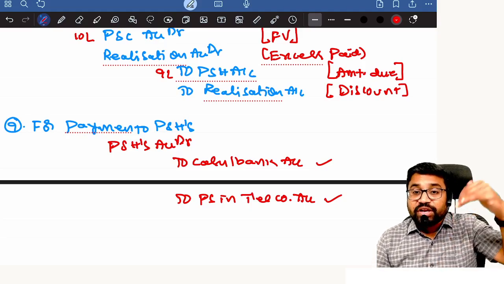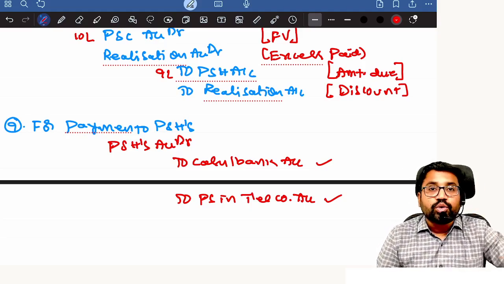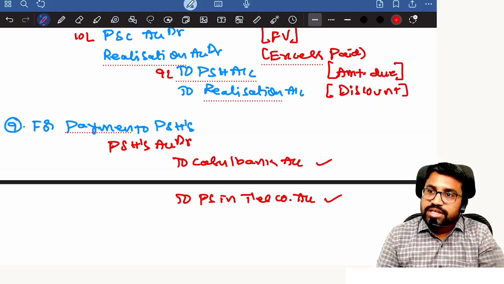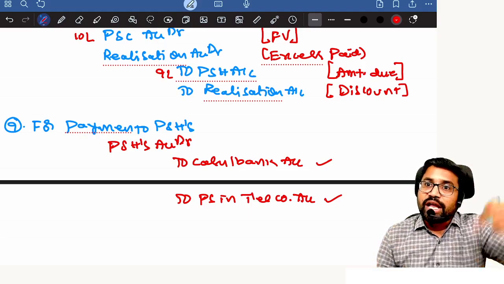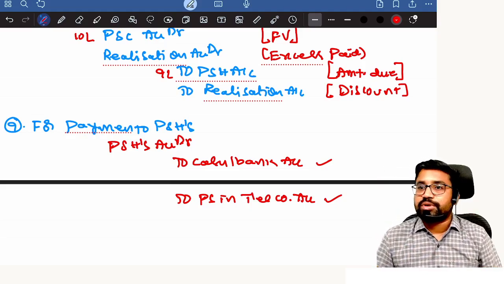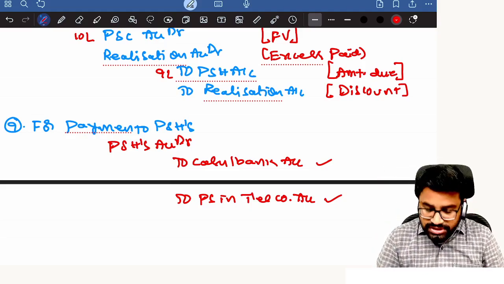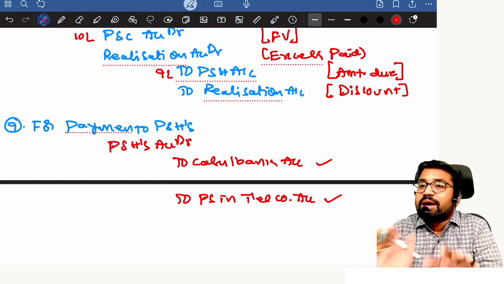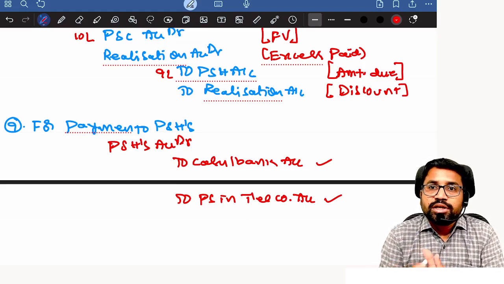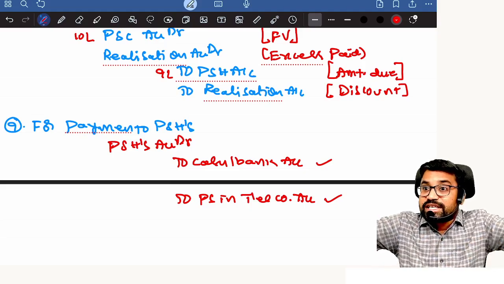Suppose if the preference shareholders are given equity shares, then you have to write 2 equity shares in transferee company. Debentures, 2 debentures in transferee company. To any other asset, 2 any other asset in transferee company. So this is the entry. So with this we completed what? Preference shareholders account is settled.